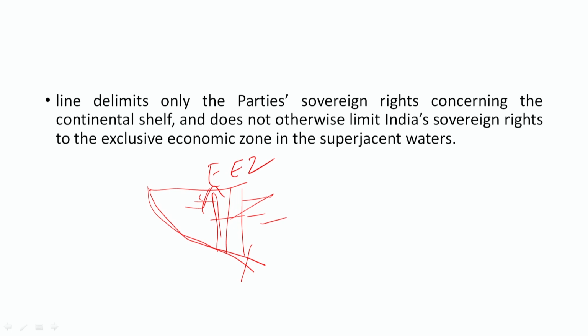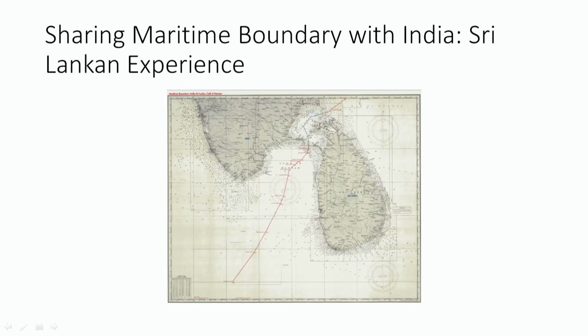But with regard to this continental shelf area, both the parties, that is both India and Bangladesh, do have claims, and those claims are settled between the parties based on mutual agreements. Next is a similar, or even more complex, question that arose in the maritime boundary dispute between India and Sri Lanka. So let's see how that was resolved.